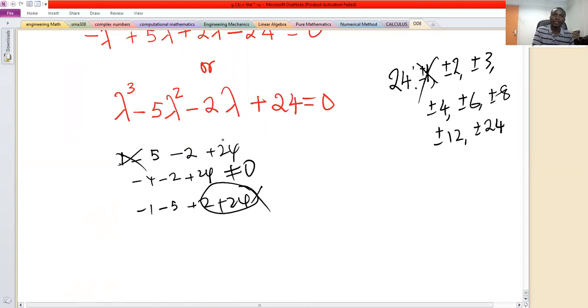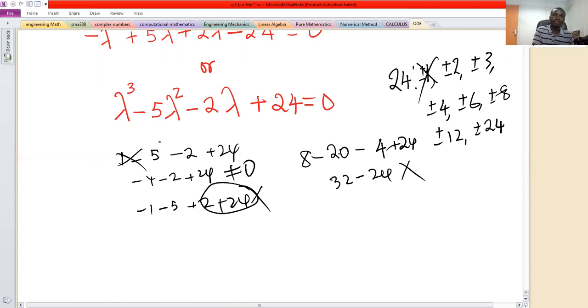If I try 2, I'll have 2 cubed is 8 minus 2 squared is 4 times 5, 20. Minus 2 times 2 is 4, and then plus 24. So 24 plus 8 is 32. 32 minus this is 24. This is still not 0. So 2 is also not a solution.